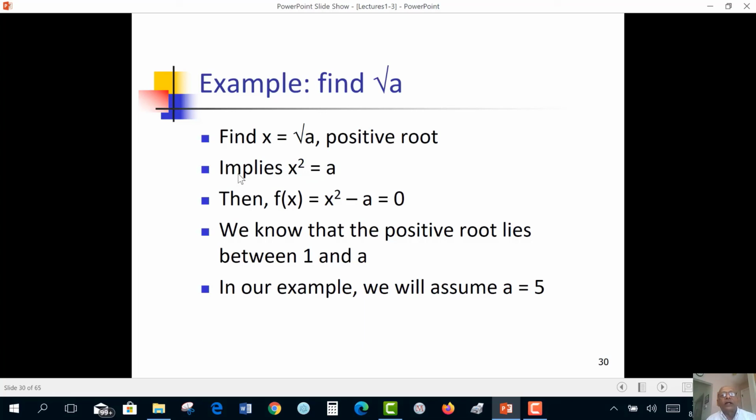So if we square both sides, it implies x squared is equal to a. If we move a to the left hand side, we will have an equation of the form x squared minus a is equal to 0. So the function whose root we want to find is x squared minus a. Now we know that the positive root of this function lies between 1 and a. So let's suppose a was 5. The square root of 5 would be between 1 and 5. So in our example, we'll assume a is equal to 5. So we'll try to find the square root of 5.